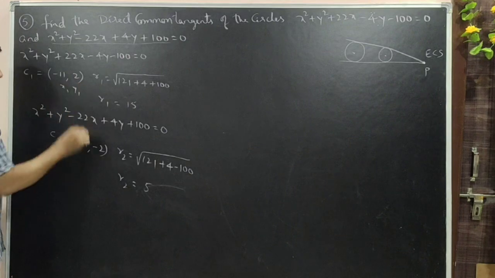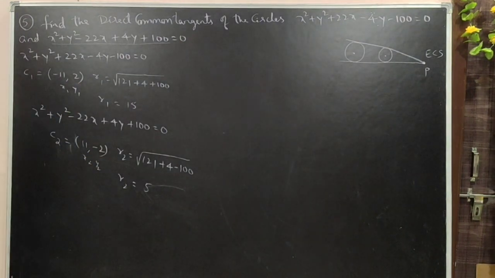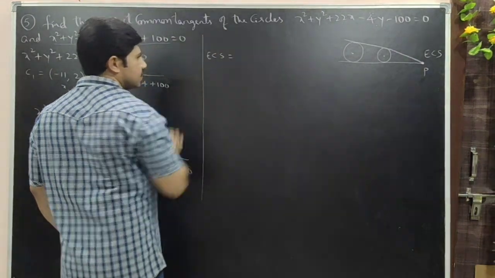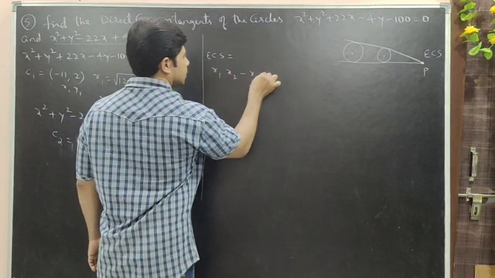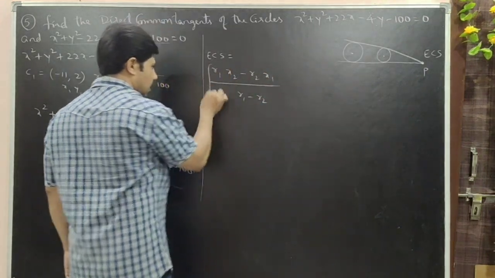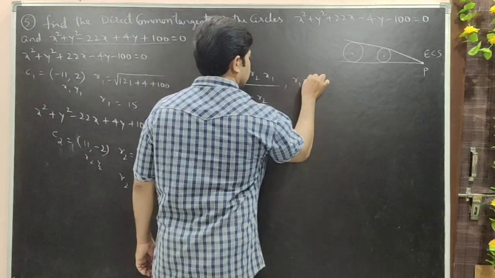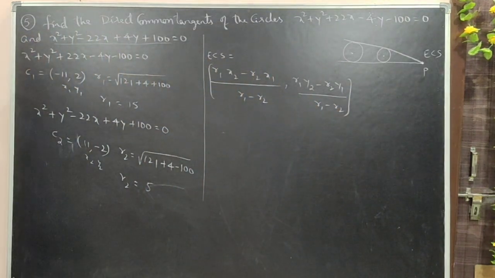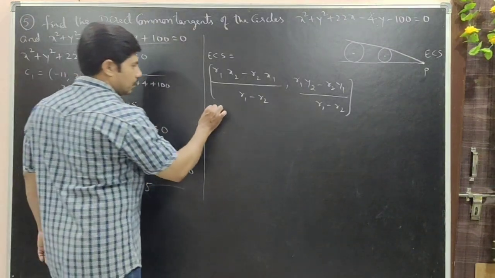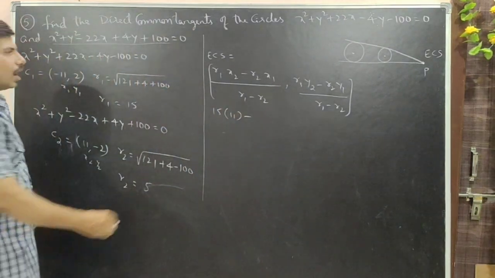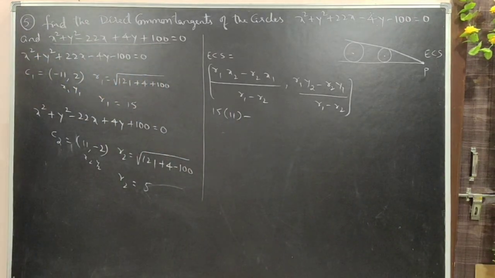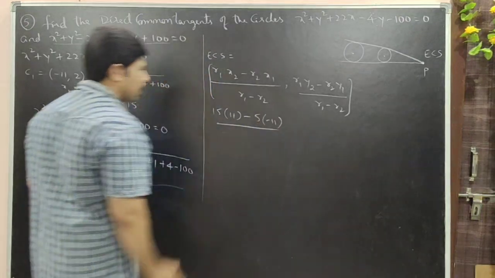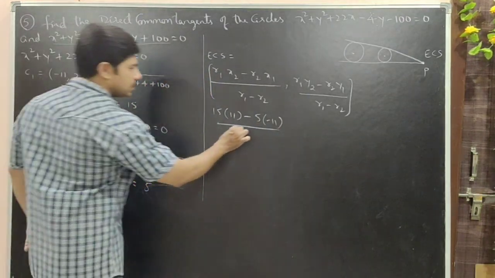This is x1, y1, x2, y2. So we can find out the ECS. The ECS is nothing but the point, that is (r1 x2 minus r2 x1) by (r1 minus r2), comma, (r1 y2 minus r2 y1) by (r1 minus r2). We will substitute this. r1 x2, that is 15 into 11, minus r2 x1, that is 5 into minus 11, divided by r1 minus r2, 15 minus 5 is 10, right?